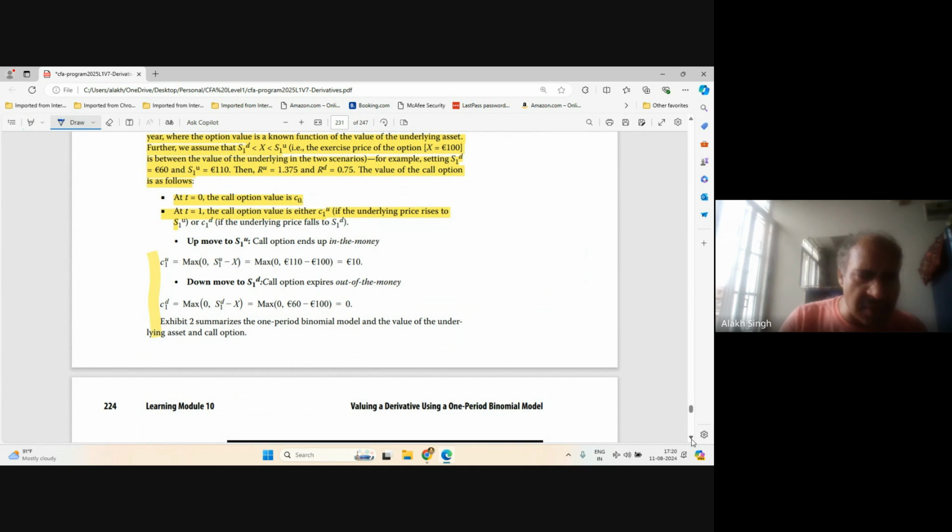So, what will be the price of the call C1U? C1U means we are expecting that this will go to 110 and the exercise price is 100. So the payoff is 10. If it really goes to 110, the payoff is 10. We don't know what the probability is. So C1U will be 10. And if it goes to 60, then the call will be out of the money and its payoff will be 0. So C1D payoff is 0, because it is below the exercise price.